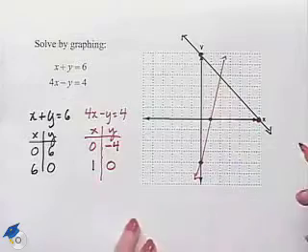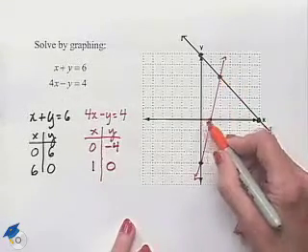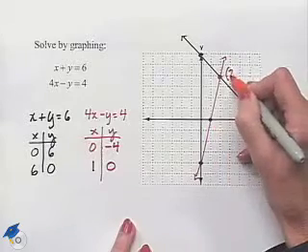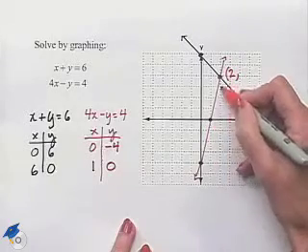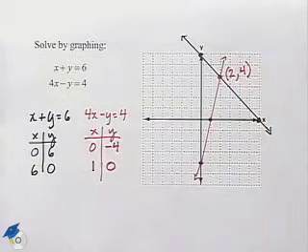Doing so, we can see that the two graphs are going to intersect at this point. Its coordinates would be 2 units to the right and 1, 2, 3, 4 units up. So it appears that our solution is 2, 4.